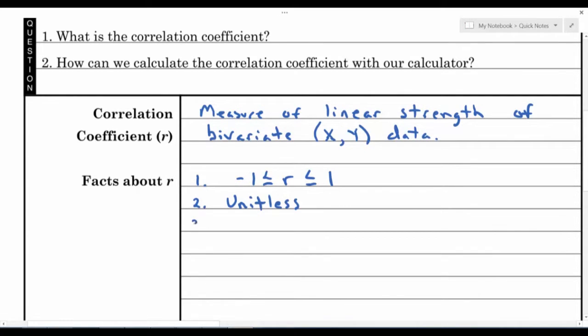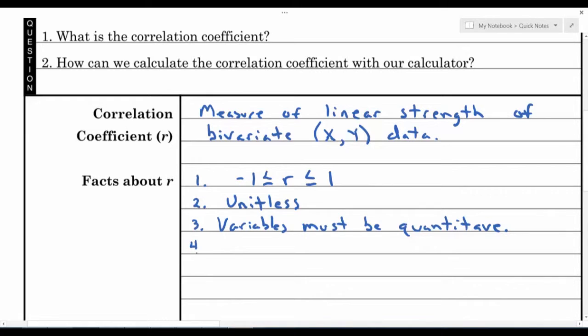Number 3, the variables must be quantitative. That is, you can't have categorical variables like color or gender or race. The variables must have a number attached to it, like age or weight or IQ or score on some test.